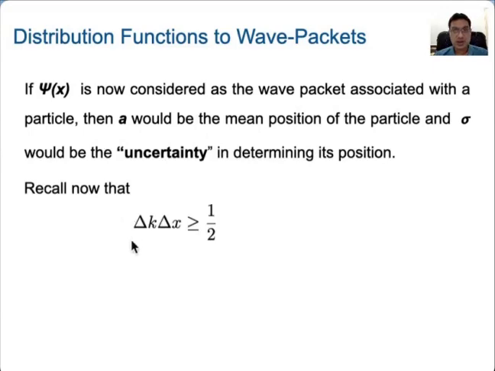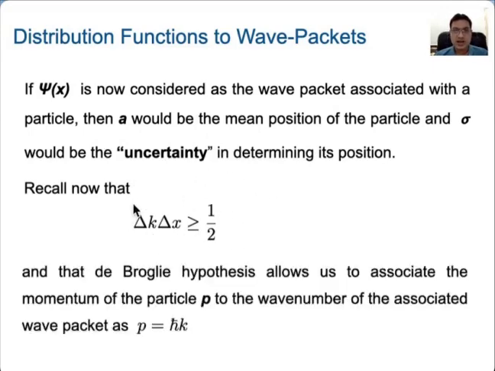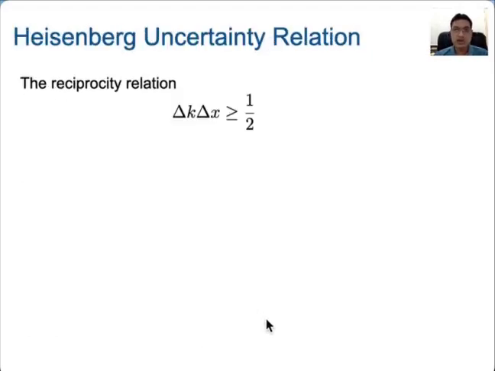So let's recall what we have learned from the reciprocity relation. If we use these two concepts, then we could easily say that the de Broglie hypothesis allows us to associate the momentum of a particle p to the wave number of the associated wave packet. This is the relation that we have seen: p is equal to h cross k.